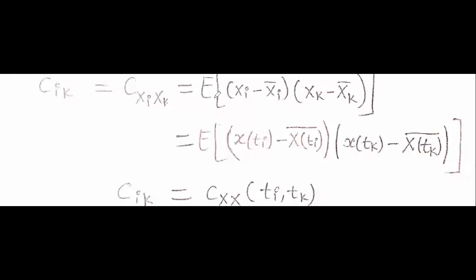So see here. So these are nothing but the elements of the cross covariance matrix, right? So here Cik is the autocovariance of x of ti and x of tk. So see here, this is xi and this is xk. That is x of ti and x of tk, right? So if you expand this equation, what happens? Now we will see.